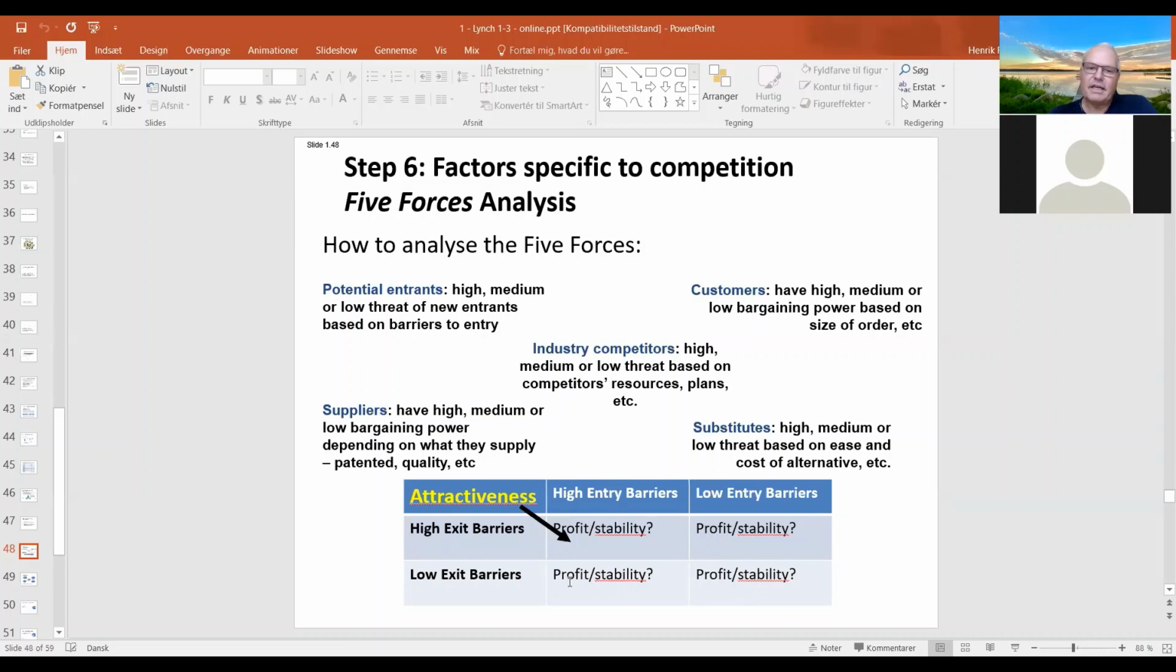And then depending on whether it's high or low, talking about the exit barriers, we would find the profit and stability to be up for discussion. So it's a mental model for evaluating the attractiveness based upon the different powers that you see up here. Again, potential entrants, high, medium, low, barriers of entry, etc. In the book, you can find lots of examples if you need to make a very specific analysis of the different powers. There you will find lots of good guidance. But this is what it's all about.